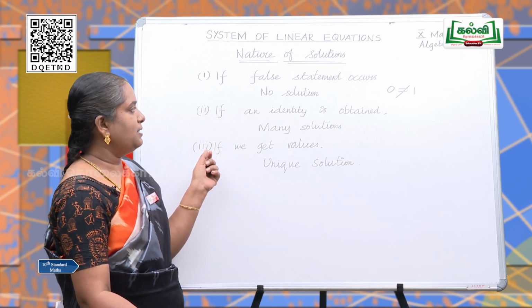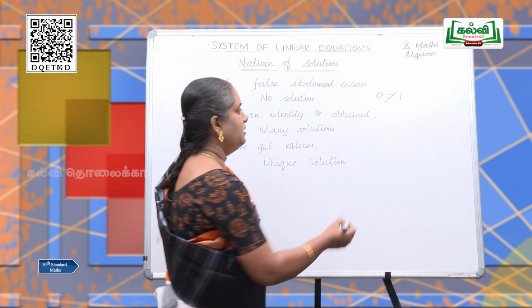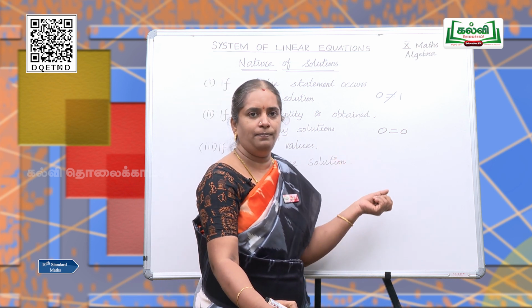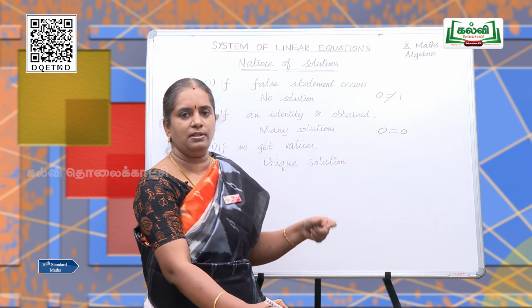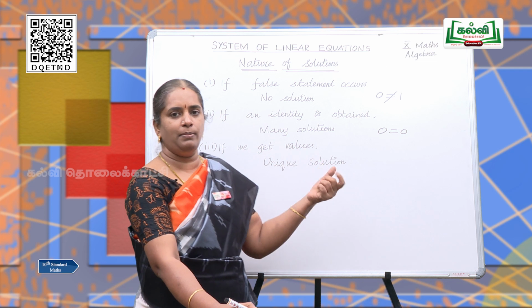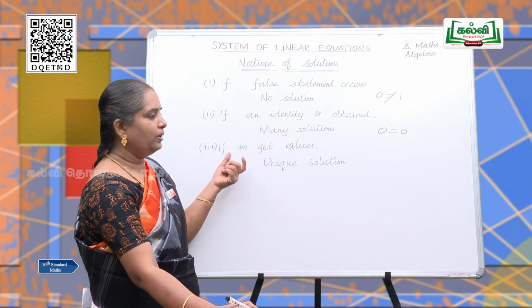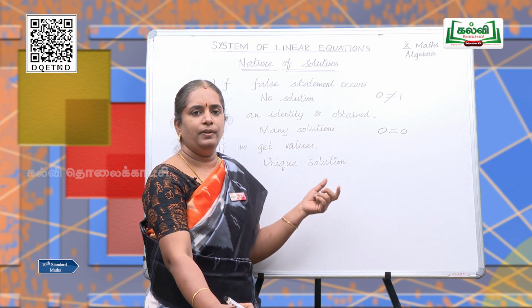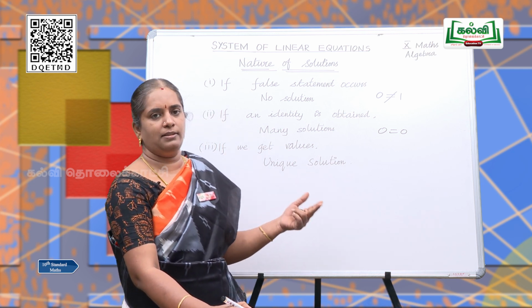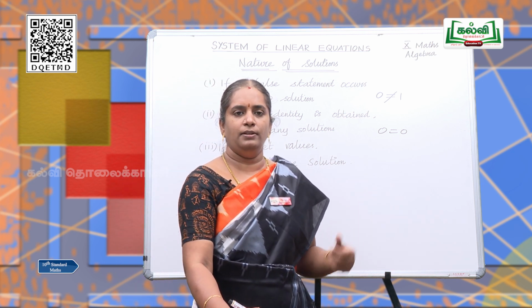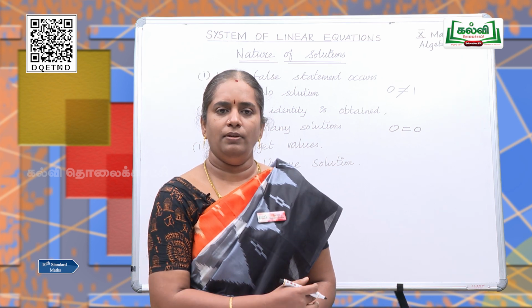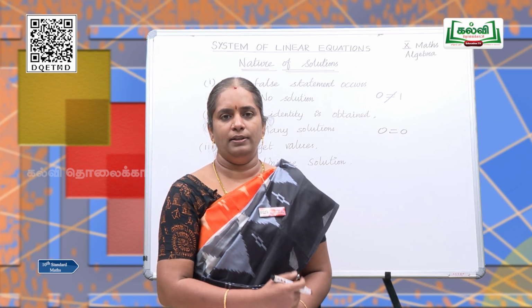In one more case, if an identity is obtained, like 0 is equal to 0, 0 is always equal to 0, so this is an identity. If an identity occurs in between the process of solving, we stop there and say that the system has infinitely many solutions. And if we get the values of x, y and z, then we say that the system has a unique solution. So these are the natures of solutions in 3 variable linear equations. Now, let us do some problems involving all these procedures.